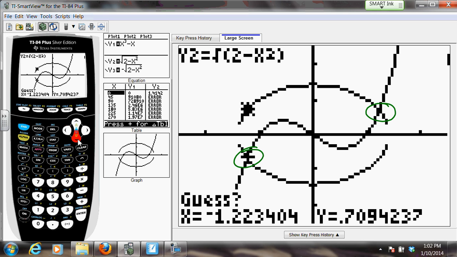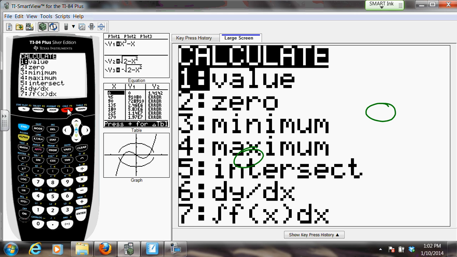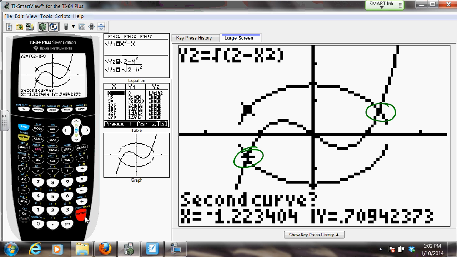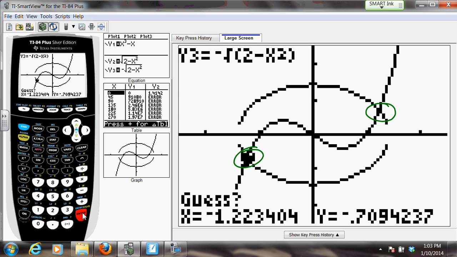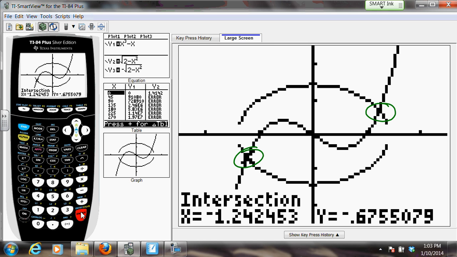Oh boy. Let's try that again. Okay. I'm on the wrong graph there. I have to arrow down. Now I'm on the second curve. Negative 1.2 and negative 0.7.